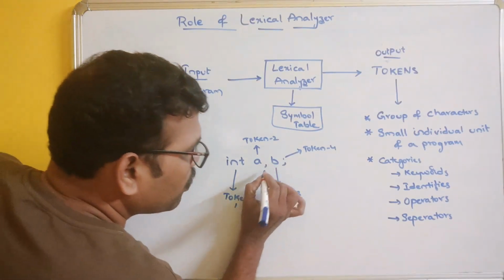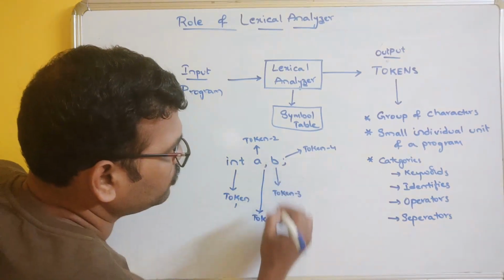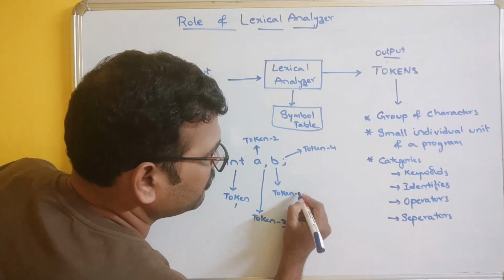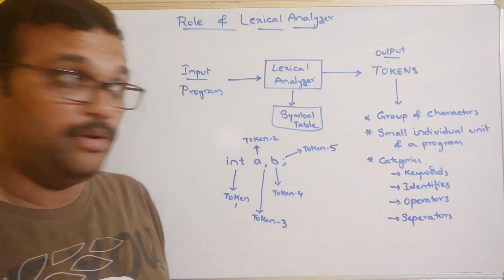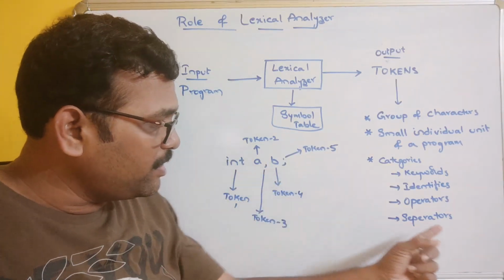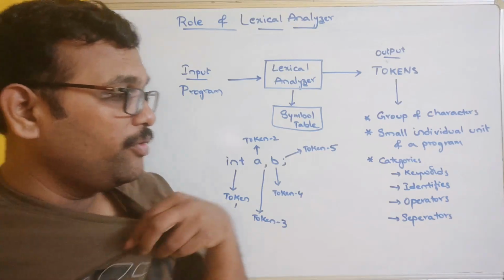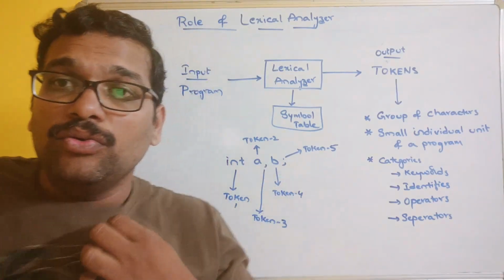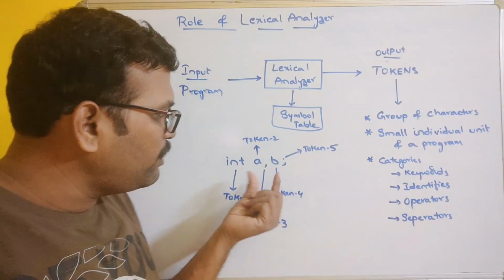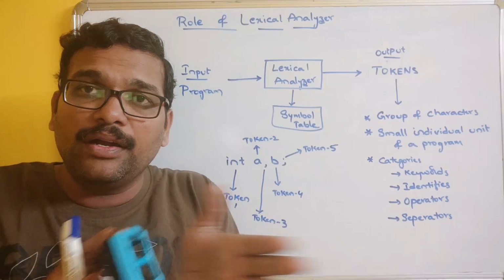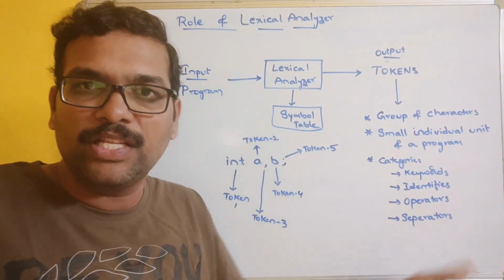And see this comma, this one is also a token, right? This is called a separator. Usually we can count it as 3, 4, 5, right? Separators separate one instruction from another instruction. Usually we use the separator semicolon to end the instruction, so semicolon comes under separators, and in order to differentiate two different variables we use a comma. So comma also comes under separators.